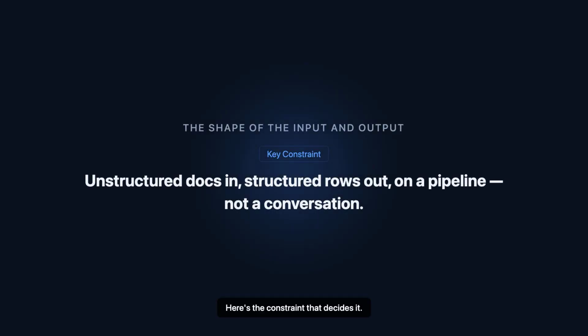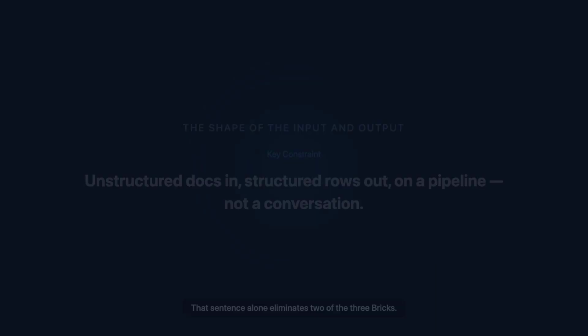Here's the constraint that decides it. The shape of the input is unstructured documents, and the shape of the output is structured rows in a table. It runs on arrival, as a pipeline, not in a conversation. That sentence alone eliminates 2 of the 3 bricks.